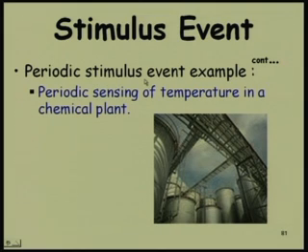There can be also periodic stimulus events. For example, the temperature is sensed periodically according to a clock, and these you can consider as periodic stimulus events. This is the chemical plant, and large number of sensors will be placed. Temperature of different reaction chambers will be measured.